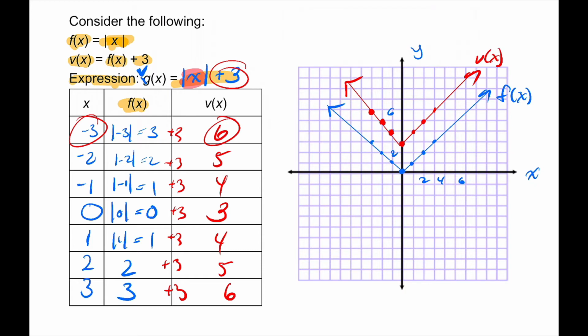And hopefully you can see that this is really the blue graph, and it's being moved up by 3 units. And the reason we call this a shift up by 3 units is simply because we're taking every single answer from our function and adding 3 to it. So it has a net effect of raising our values.